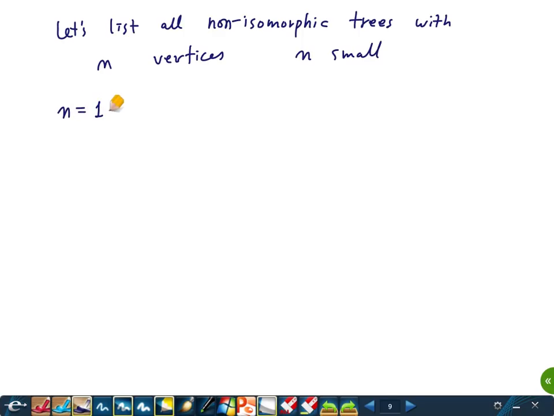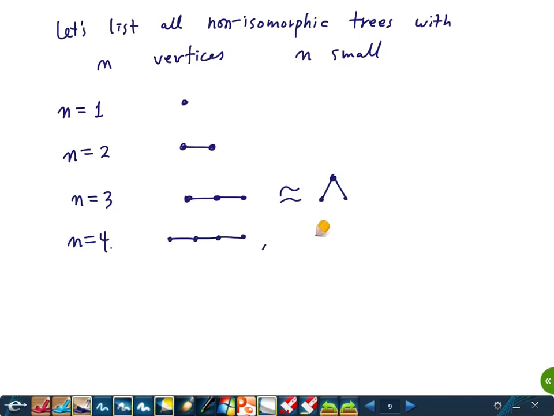So first, n equals 1. Only 1, right? One vertex is a tree. n equals 2, it's just this, right? There's only one tree up to isomorphism. Every tree with 2 vertices will be isomorphic to this. What about n equals 3? Still we have this, right? These three are the same, there's only one structure. n equals 4. We have this straight tree and this. They are different because this vertex has degree 3 and this vertex doesn't. But is there anything else? In this case, these are all possible non-isomorphic trees.